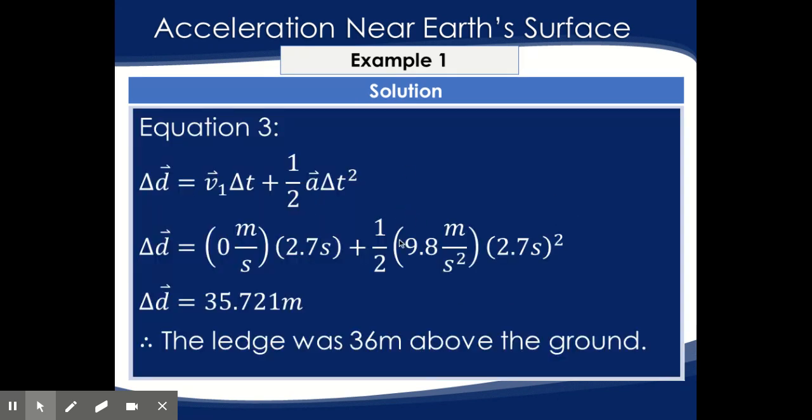I'll tell you why in a second. When you plug all this in, we're going to pick equation 3 because we have the distance, the initial velocity, the time, and we have acceleration.